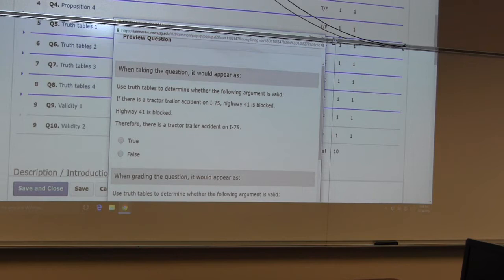Now the conclusion is that there's an accident on I-75. So what that means is both of these rows where I said these are true, there must be an accident. So going over to accident, there is one up here, but there's not down here. You see how that works now? It says your argument isn't valid because sometimes it works and sometimes it doesn't. Okay?